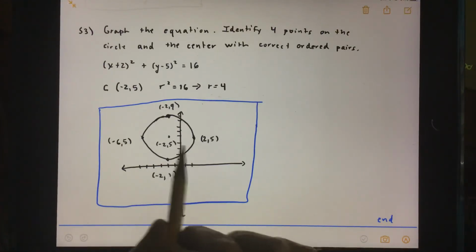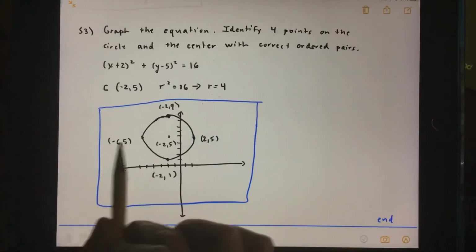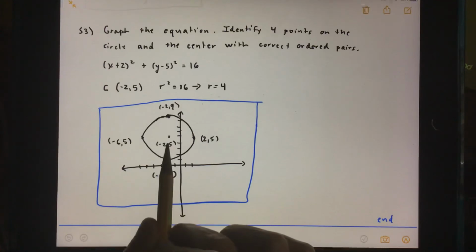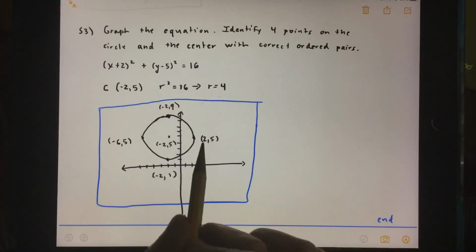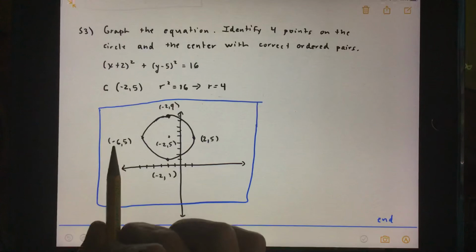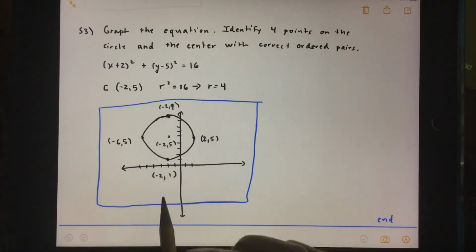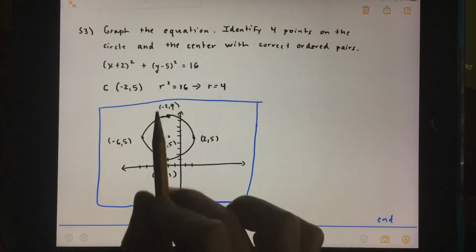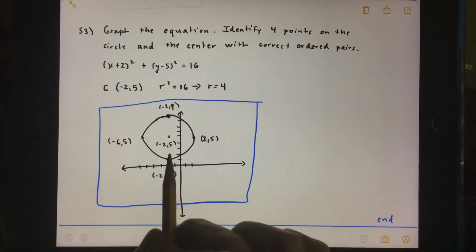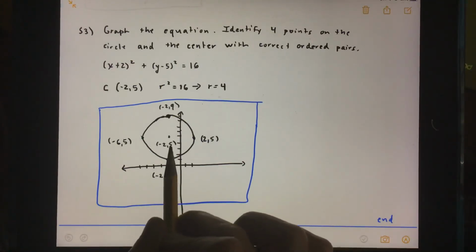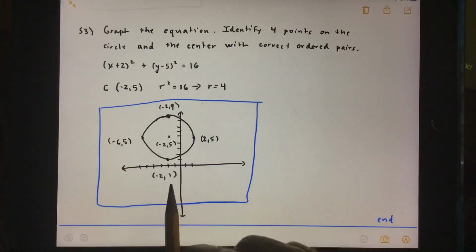So notice that all of the points here that are on this imaginary horizontal line will all have a y-coordinate of 5. So to get the x-coordinate, we would do -2 plus 4, which is 2, and -2 minus 4, which is -6. And then to get the points that are on this imaginary vertical segment, we would keep the x-coordinate -2. Then we're going to add 4 to the y-coordinate: 5 plus 4 is 9. Subtract 4 from the y-coordinate: 5 minus 4 is 1. And we'll have all of the ordered pairs labeled correctly on our circle and the center point.